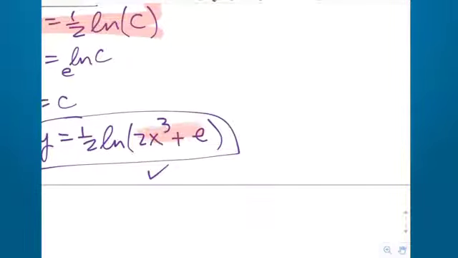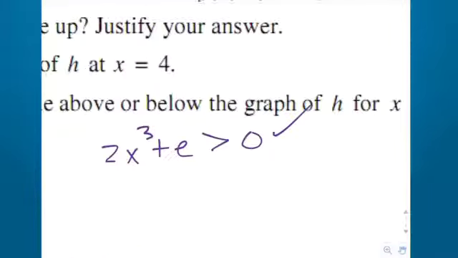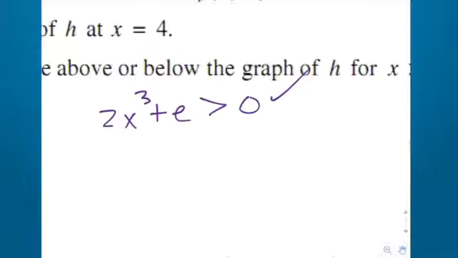So if you ever have a log, the way that you find the domain is you take the argument, that's the thing inside the log, 2x cubed plus e, and you say that it has to be strictly greater than 0. Just like we did in pre-cal. You say it's strictly greater than 0. And you get a check for that. Yay! Wow. Yes.